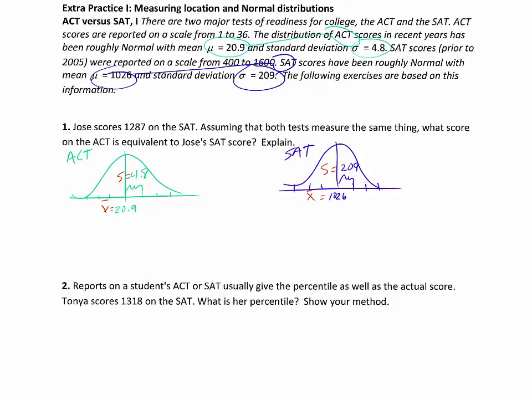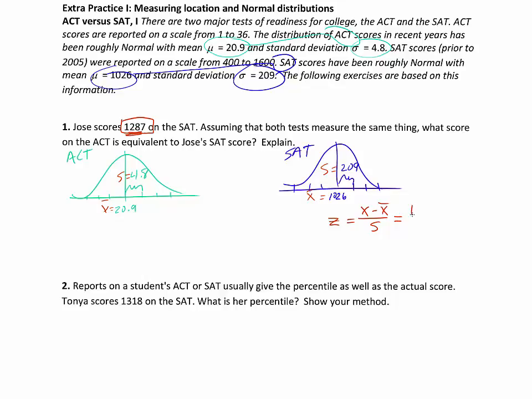So Jose scored 1,287. That's his particular score. Can I figure out where he would fall on the SAT? Obviously, he's doing better than the average. The average was a little over 1,000, so he's not bad. He's above average. So if we were to find his particular z-score, we're going to have to use that formula from last unit. So remember, that's x minus x bar over s. His particular piece of information minus the mean divided by our standard deviation.